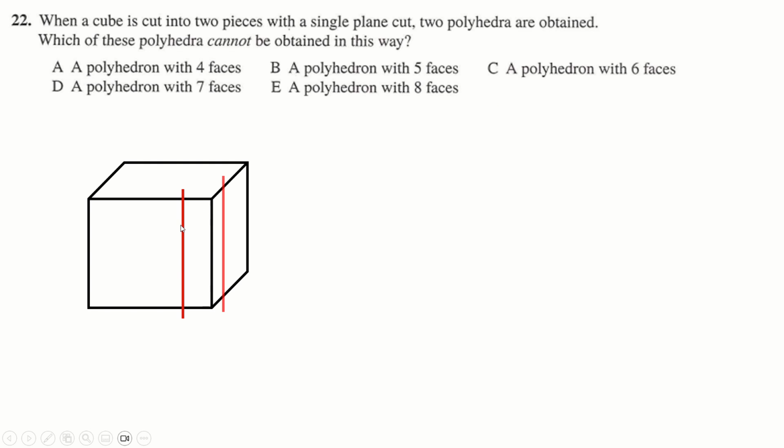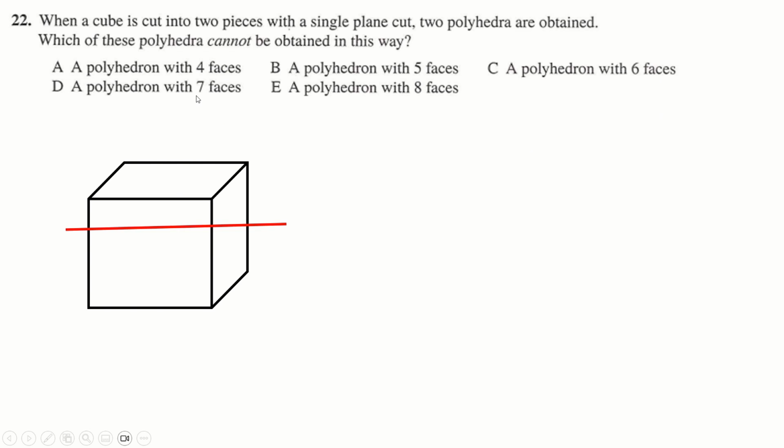Well, you can if you just cut a prism out of it, because the prism has 1, 2, 3, 4, and then the back face as well for 5. So you can cut a prism out and you get 5. You can definitely do 6, because if you just cut through the cube, you make 2 smaller cuboids, and cuboids, of course, have 6 faces.